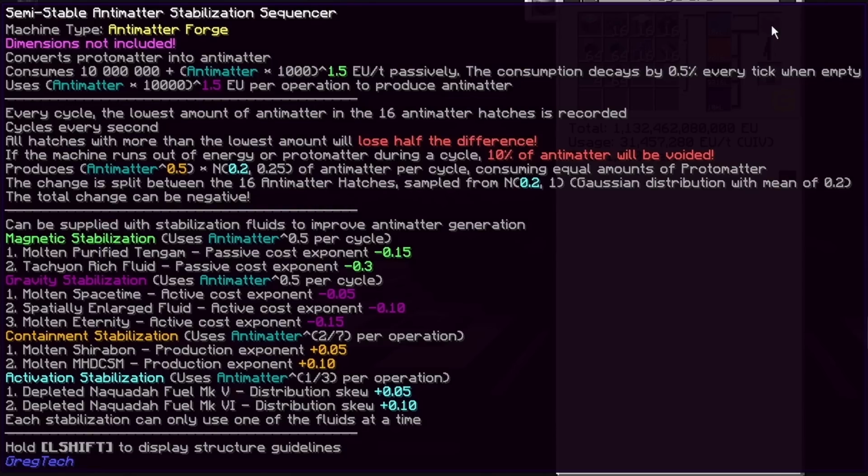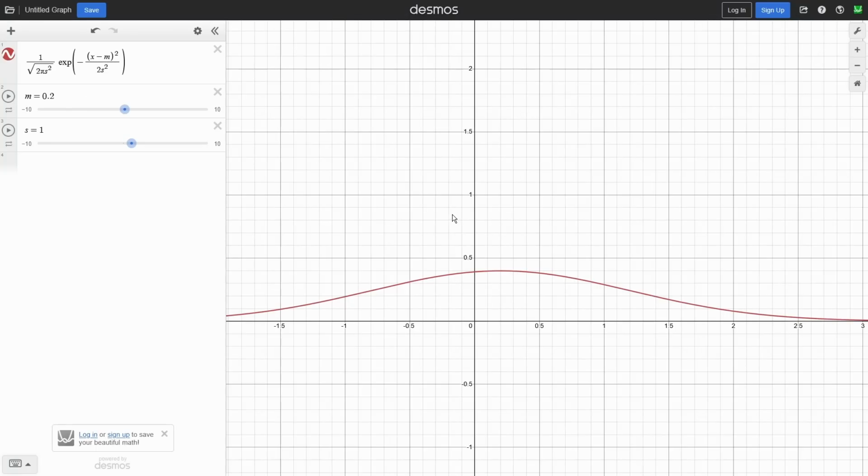And finally, activation stabilization. I can either use depleted Naquadah fuel Mark 5 or Mark 6. And it says here distribution skew, but that is a different thing. This bothers me a little bit. But what's happening here is not a skew, it is a mean translation. Mean translation is a good thing, as long as the mean is being translated to the right. So with Mark 6 depleted Naquadah fuel, the mean goes from 0.2 to 0.3.